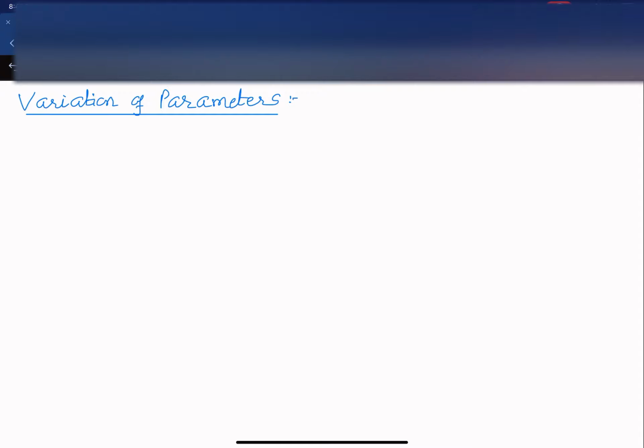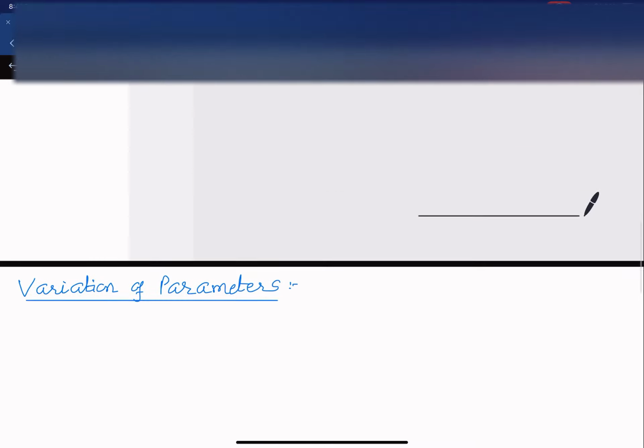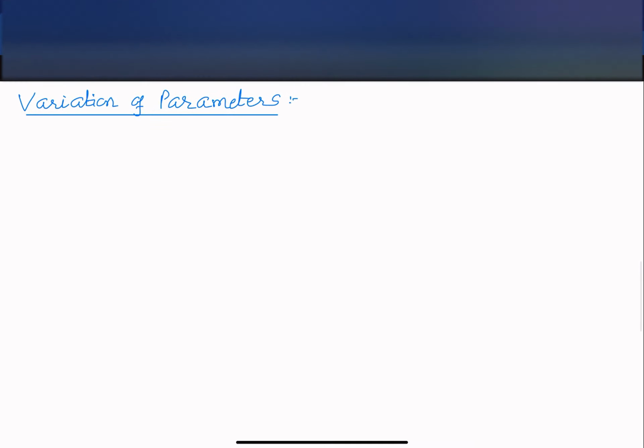Hello students, let us start the variation of parameters method. But before starting the method, let us discuss what we have seen in higher order ordinary differential equations. Suppose I have given the differential equation F(D) y = R(x), right?